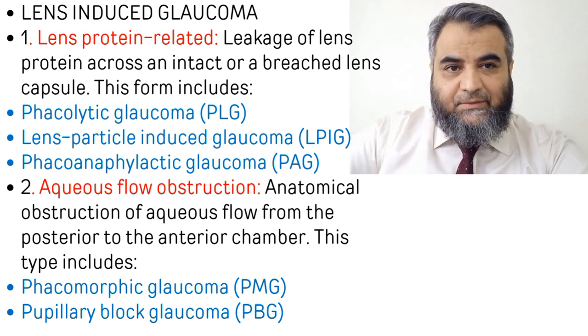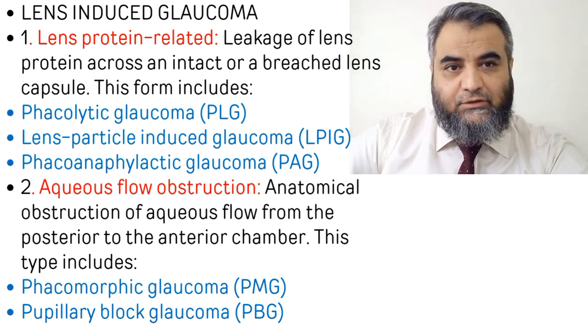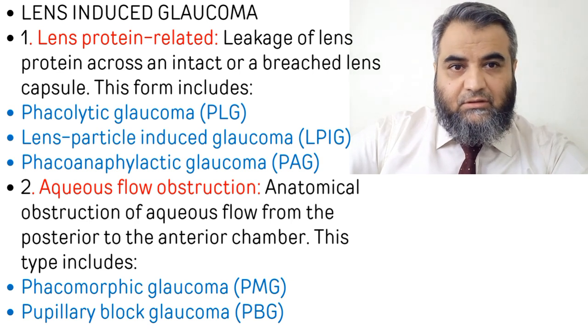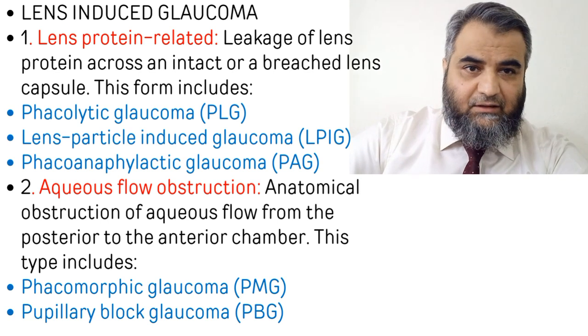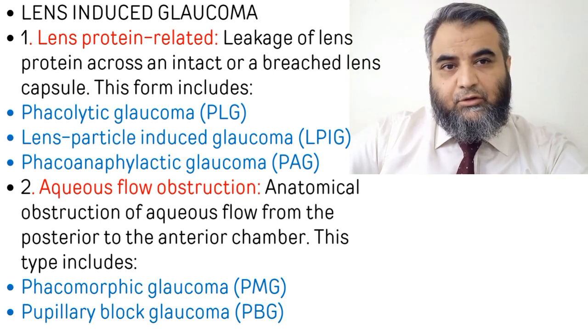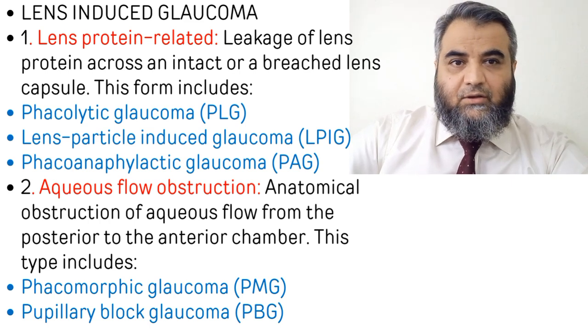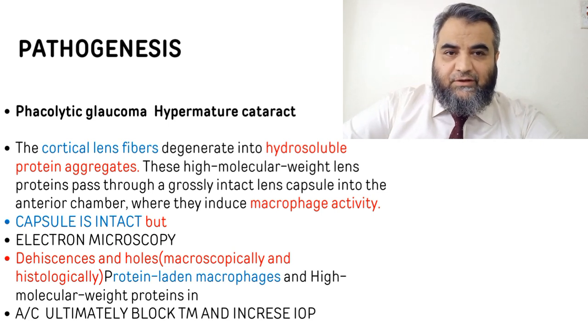Apart from this, there are aqueous outflow glaucomas related to the lens, which may be phacomorphic, where structural changes block the anterior chamber angle, or pupillary block glaucoma. So these are the different types of glaucomas broadly related to the lens. As I mentioned, today we are concentrating just on phacolytic glaucoma.